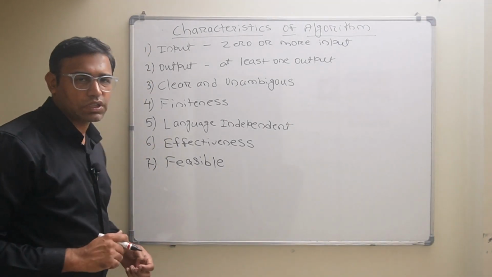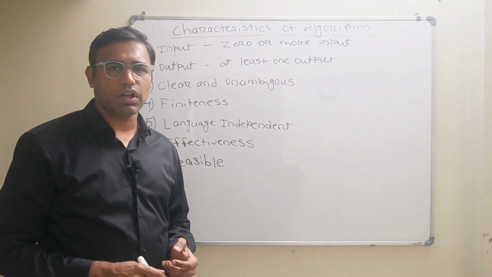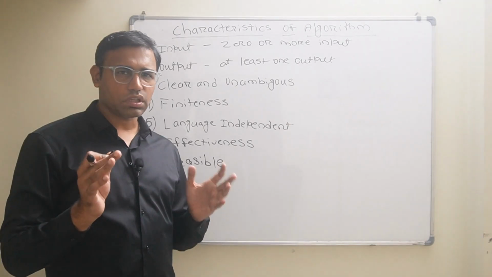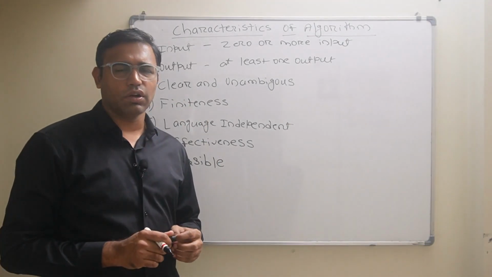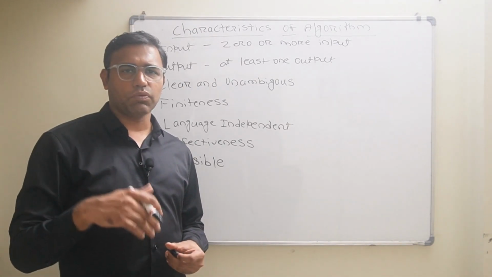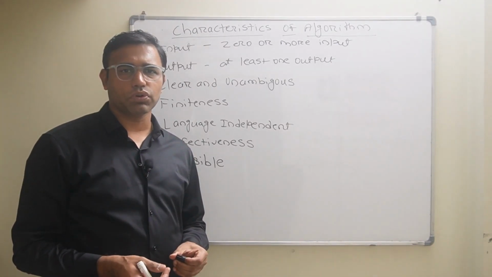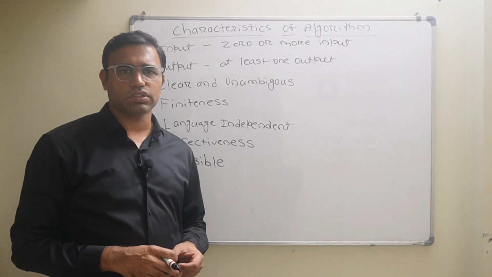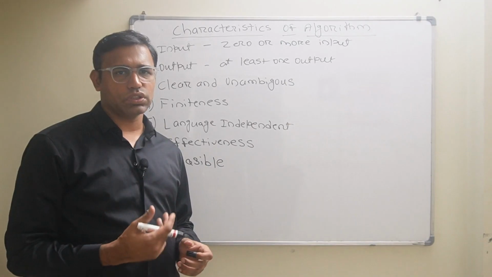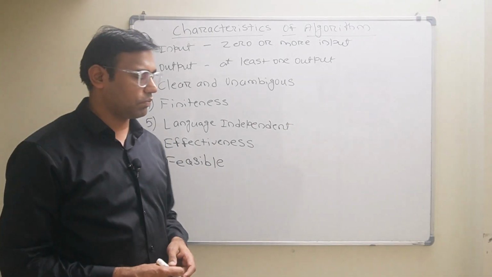Then algorithm should be clear and unambiguous. There should be no ambiguity in the algorithm. The algorithm should be very clear. What is the purpose of algorithm, why it is written, and what output it is producing. Suppose you have written the algorithm for addition of two numbers and it is producing the output for multiplication, so it is not clear and unambiguous.